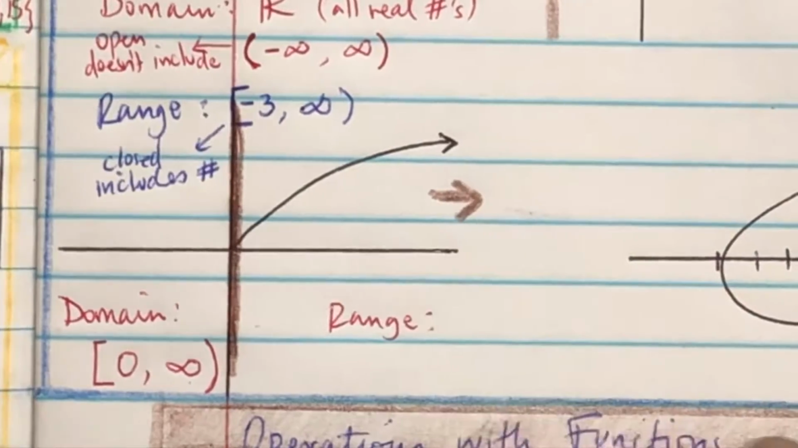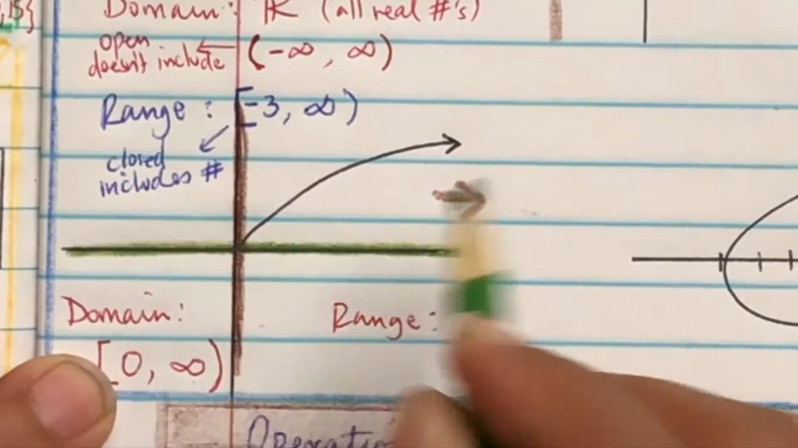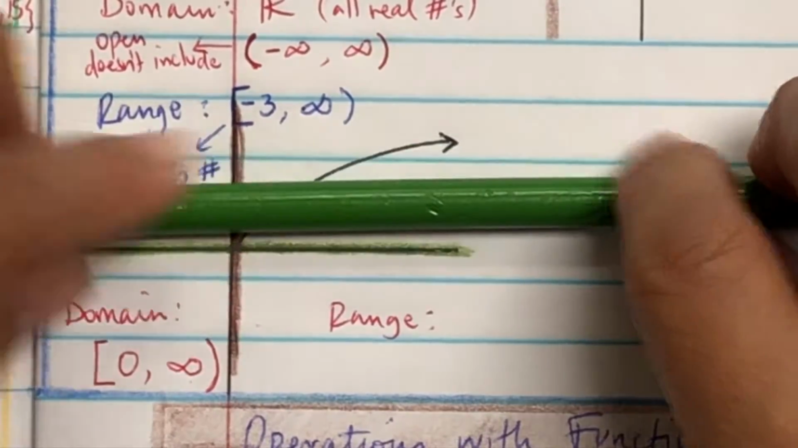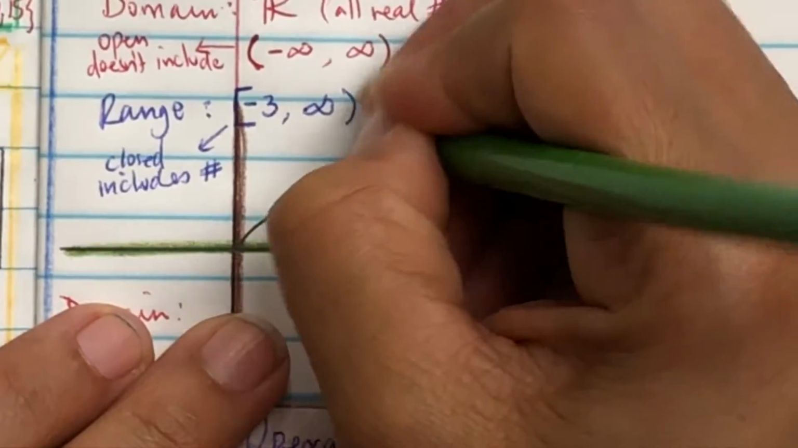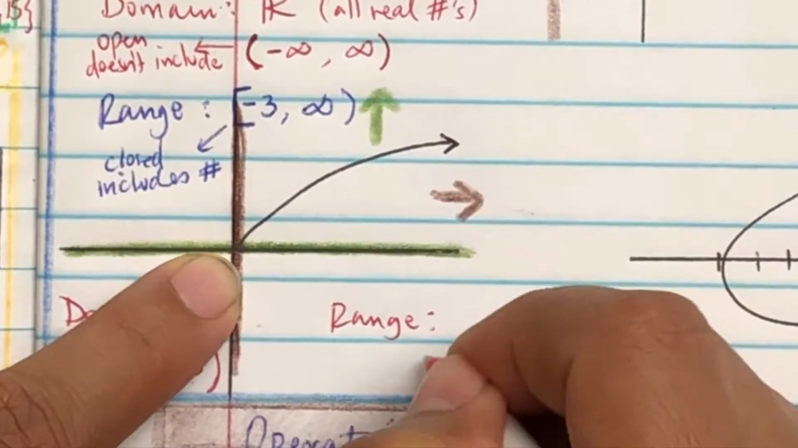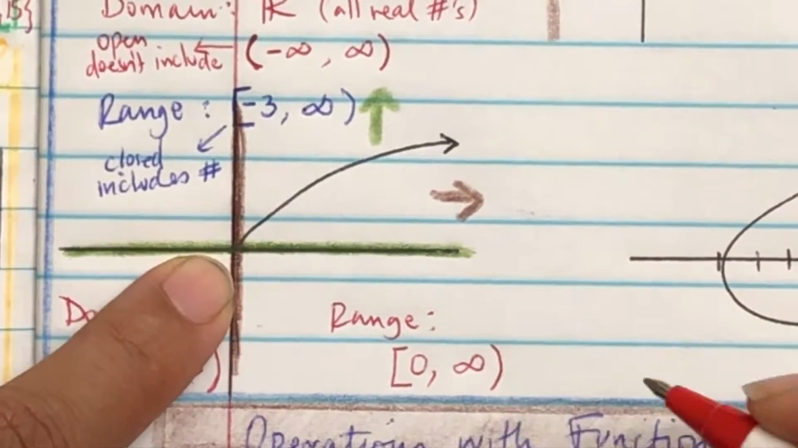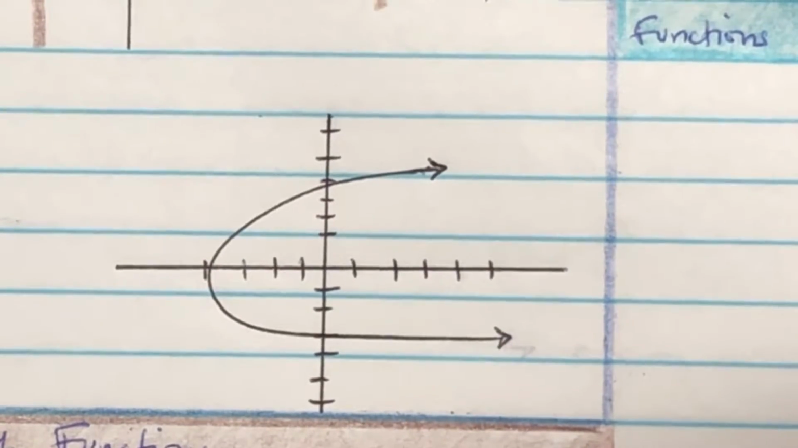The range, so you come from the bottom. Where does the graph start? Right there. So draw a line. And then keep going up. Where does it stop? It doesn't stop because even though it's going up very, very slowly, it goes up forever. So it starts at 0. Does it include 0? Yes. And it goes on forever. So positive infinity.